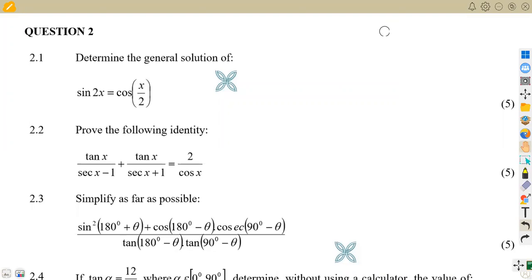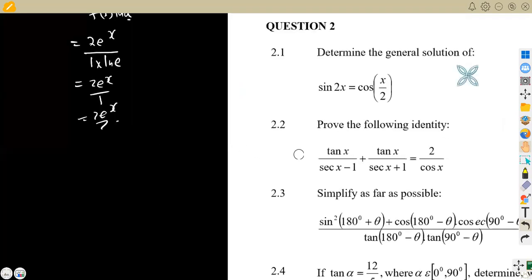In this platform, we shall be revising trigonometry from the question paper of August 2021, question 2. We are not going to waste much time. We're going to quickly rush through these questions. Determine the general solution on 2.1 of sine 2x, which is equivalent to cos of x over 2. Okay, so how do we go about that typical question?